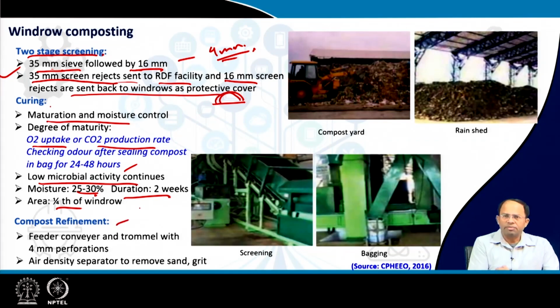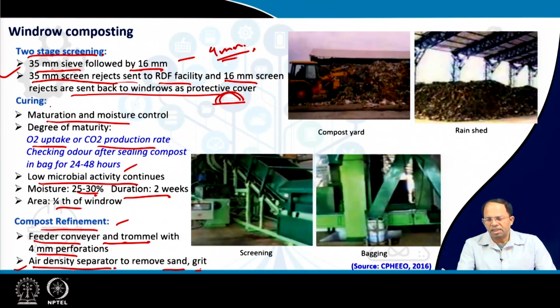Finally, once the final compost is matured and ready, we can refine it by sending it through a 4 millimeter screen. It could be a trommel, or a feeder conveyor with a trommel screen, which has 4 millimeter perforations. What we are removing is sand and grit, and these could also be removed via an air density separator. These are the different mechanized systems that we learned about earlier. This could be used to get very pure compost which could be sold.